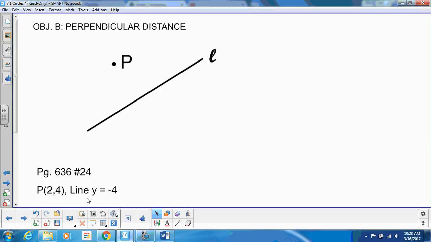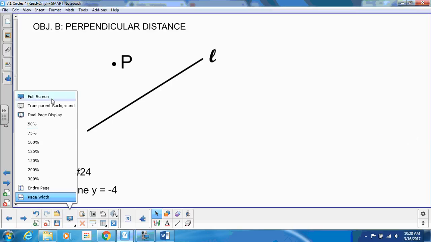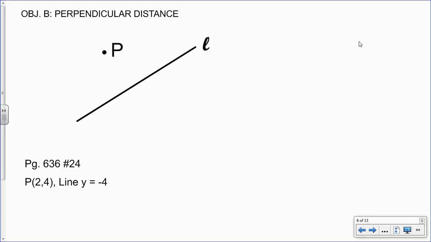We're going to continue 7.1, and what we're going to talk about is the definition of a parabola. It's still 7.1.